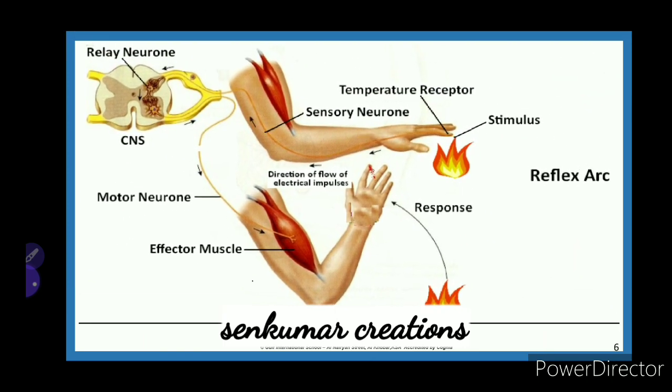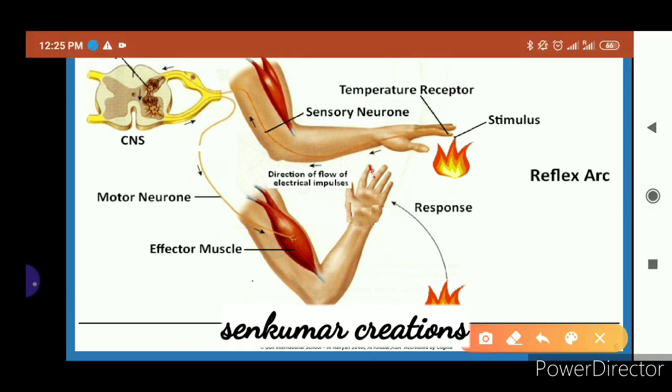So let's see this picture. Now you can see the relay neuron. Where does it present? And in the reflex arc, you can see the central nervous system. It comes, see, when we are touching this hot object. Okay, so I'm just showing you now. See, this is the first process happening.